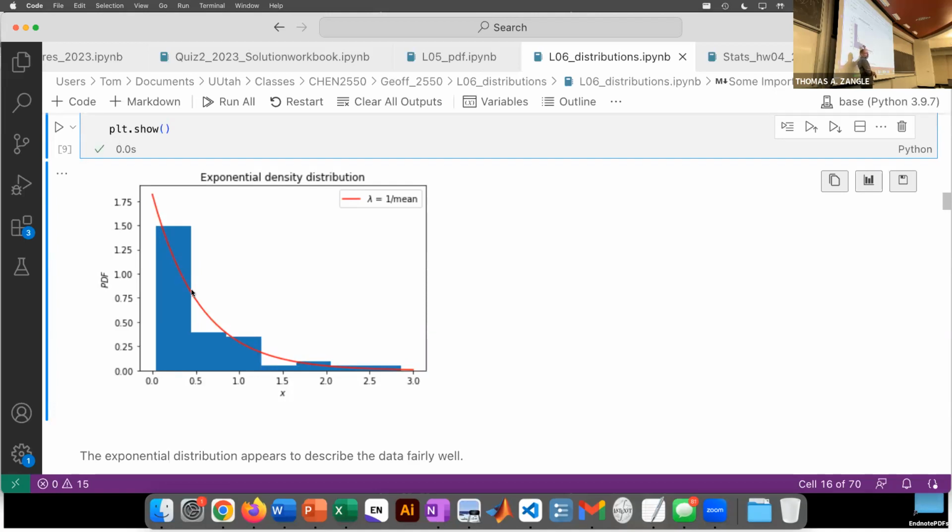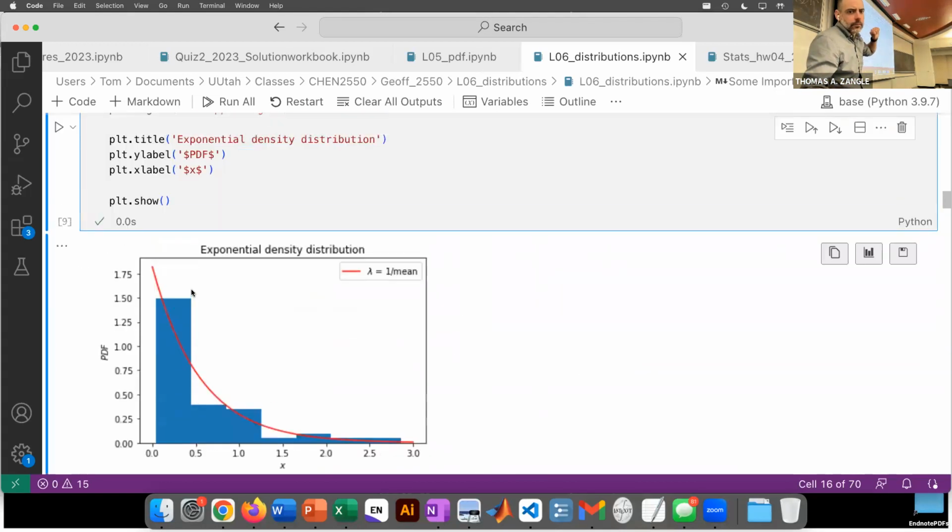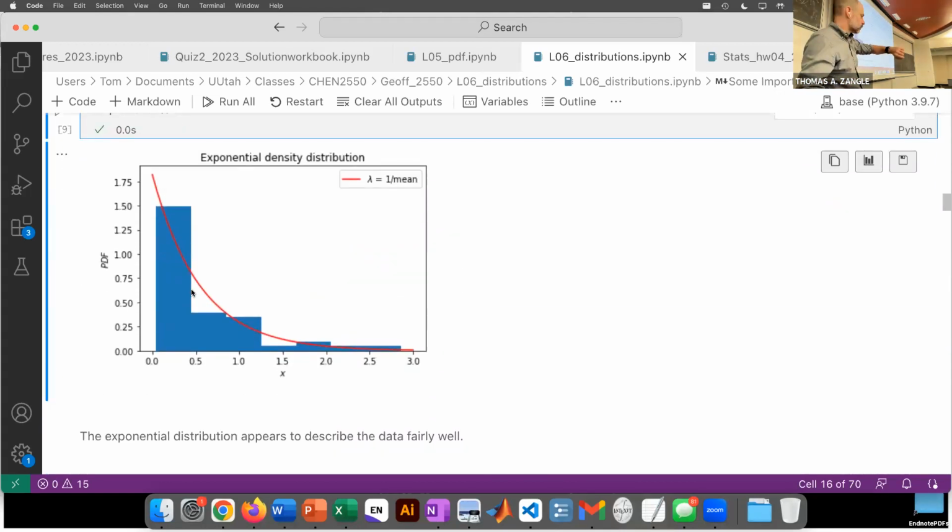To make a better statistical determination of whether or not this follows the exponential distribution, we'd have to go a little bit further into curve fitting, which is something we're going to cover a bit more later. But from the outset, I would say this seems to work pretty well. Okay. Any questions on that, on the exponential distribution?